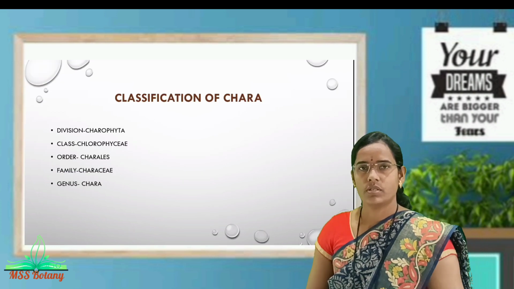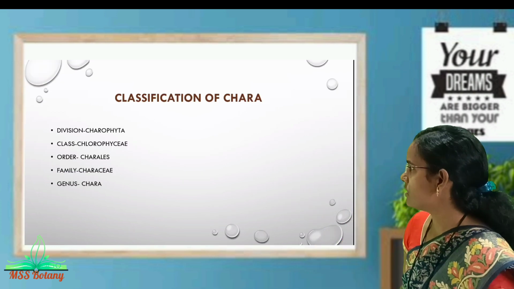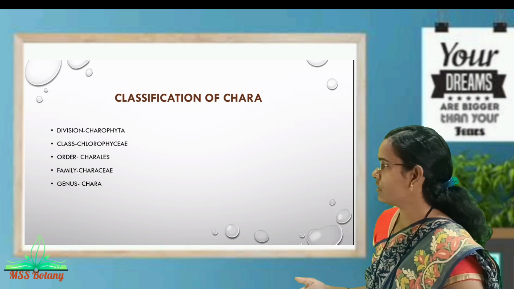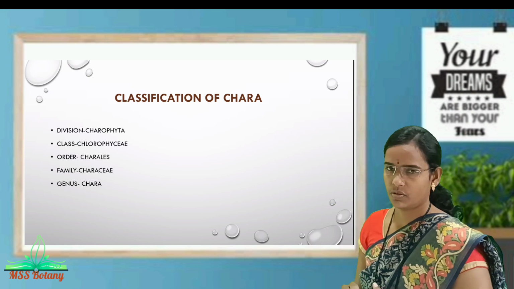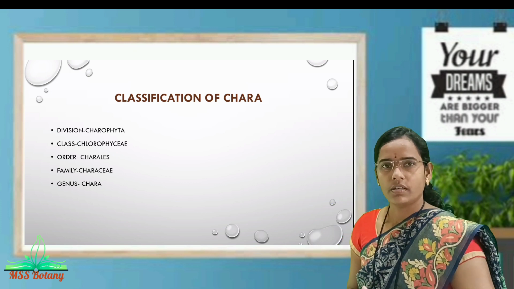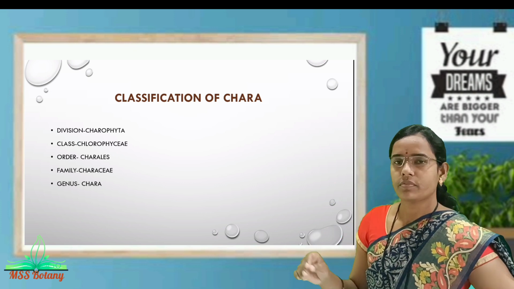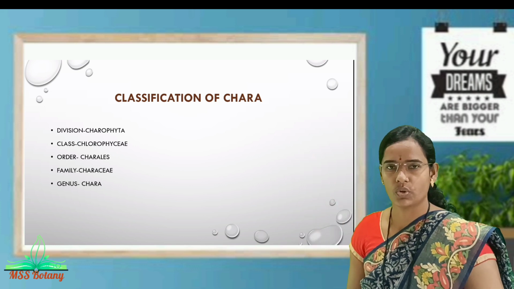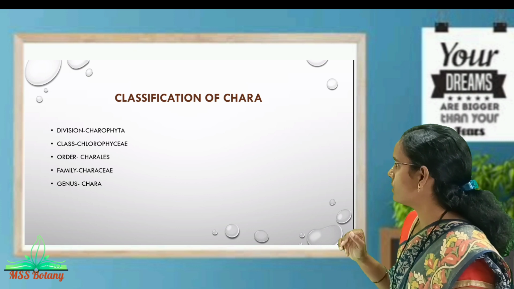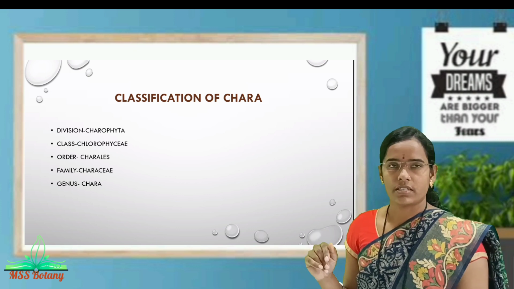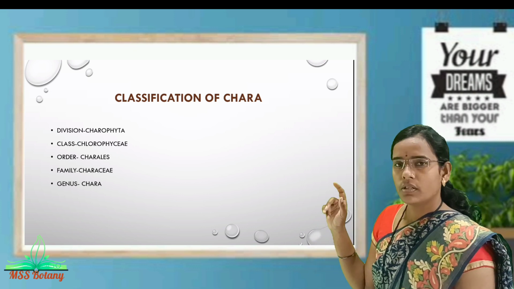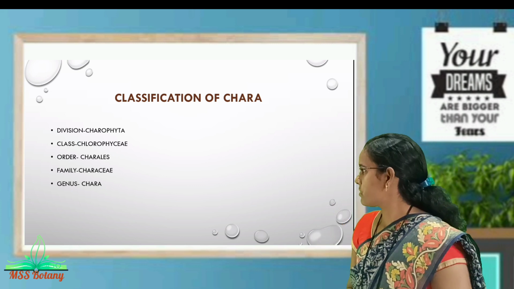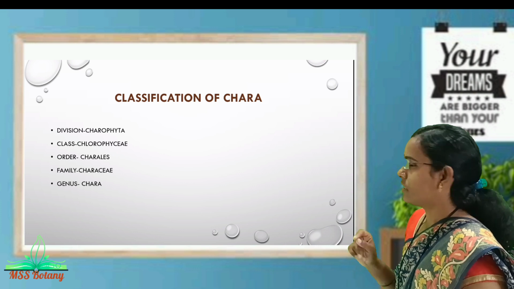So first of all, as usual, we have to see the classification of the alga, that is, its systematic position. The alga comes under the division Charophyta and the class is Chlorophyceae. Then the order is Charales, the family is Characeae, and the genus is Chara. This is the systematic position of the alga.